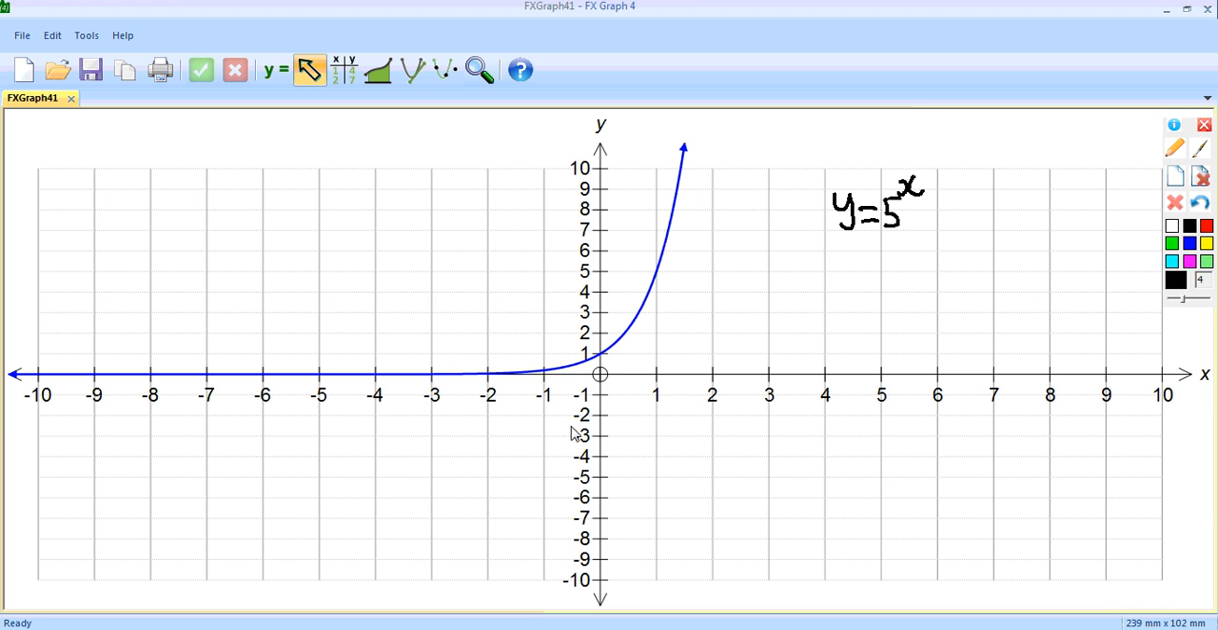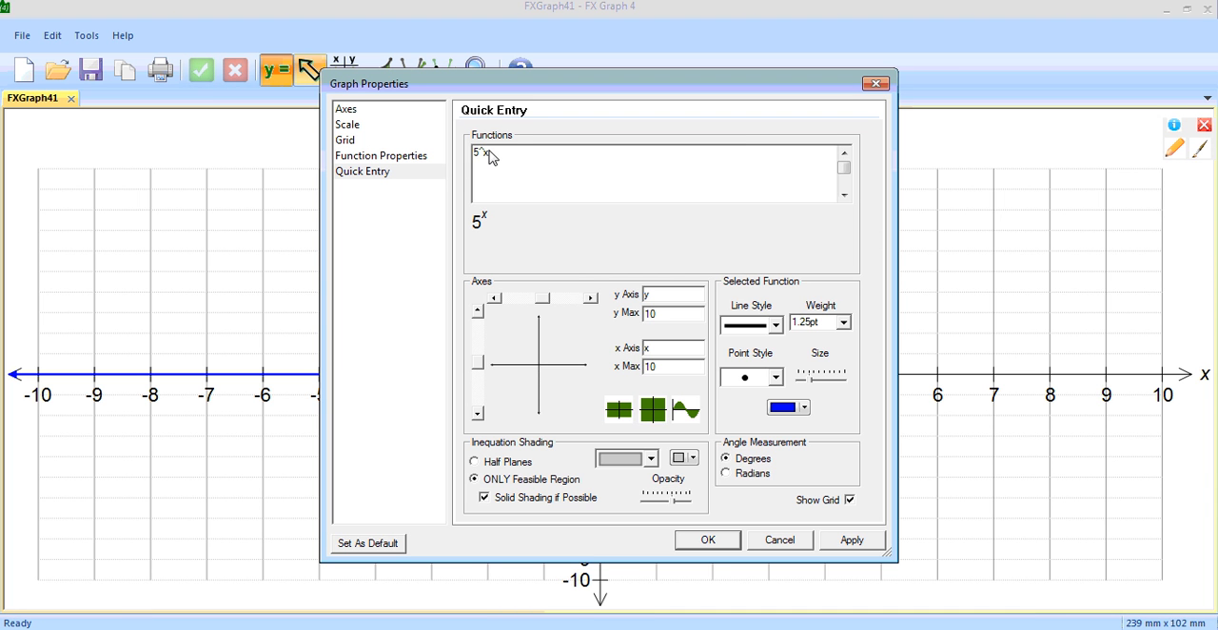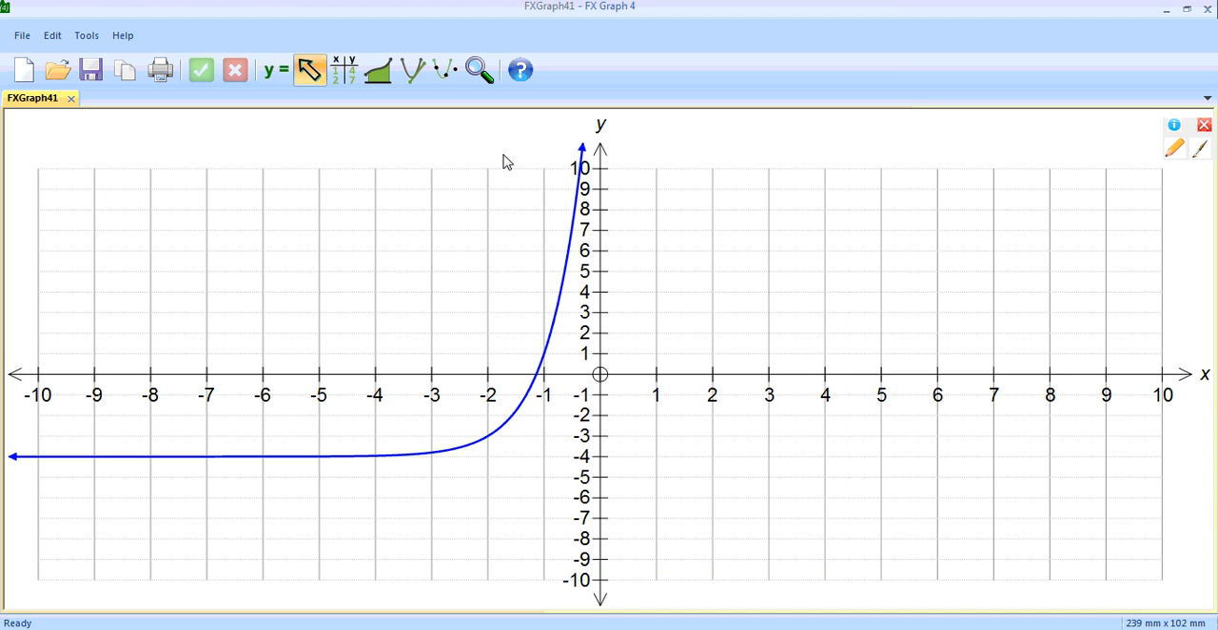Now the next thing that we're going to look at is what happens when we move it left and right or up and down. So we'll stay with the 5 there, and we will put something like a +2, and then maybe a -4. Now you can see that your asymptote is along y equals -4.